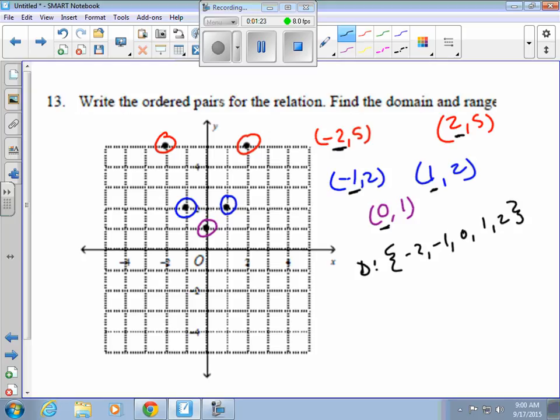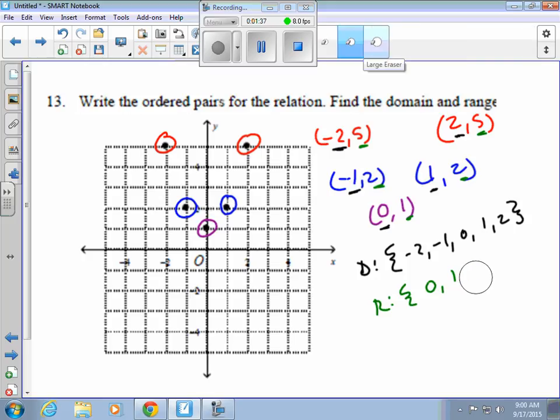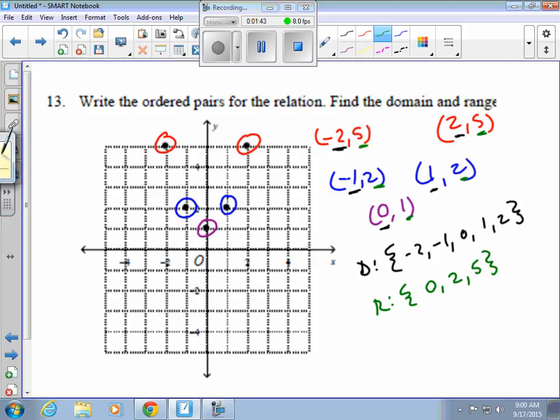Okay? Your range are all of your y values. You do not have to list these numbers twice. So your range, you're only going to have 3 of them: 0, 2, and 5. That is your domain and your range.